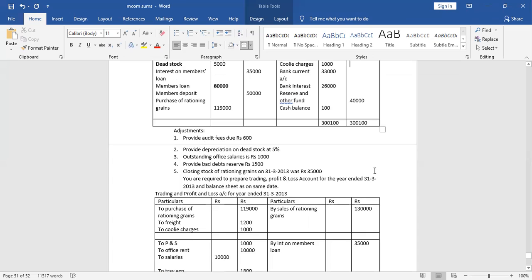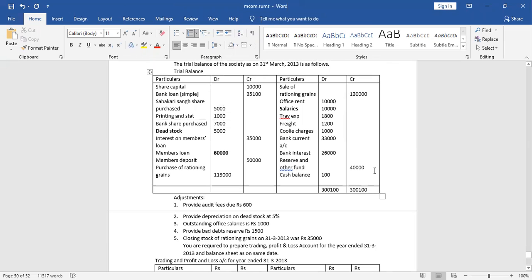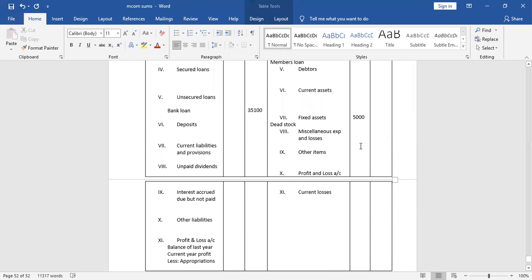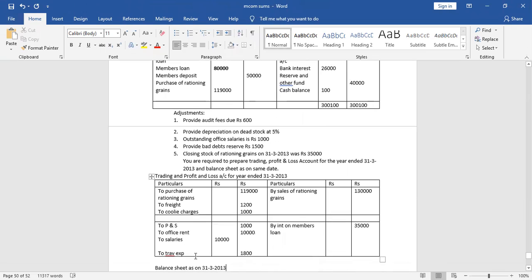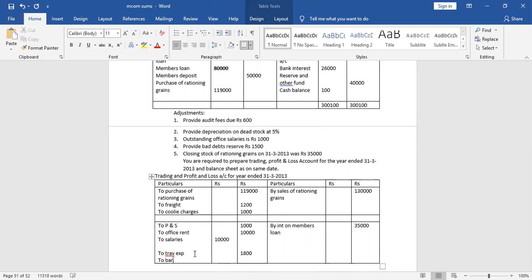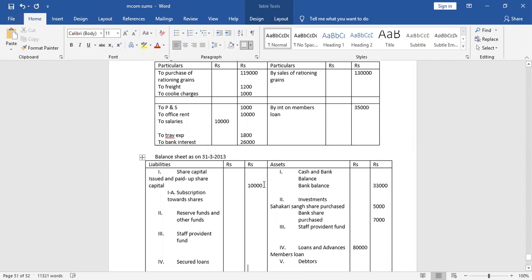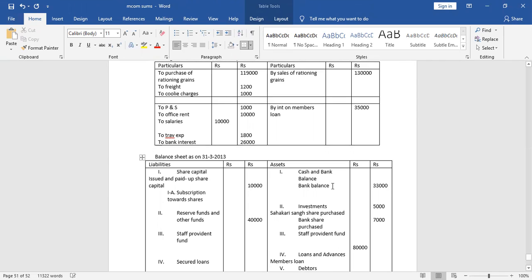Bank balance is 33,000. Then we have bank interest in the debit side. Bank interest means it is debit side, means interest paid. So to bank interest 26,000. Then reserve and surplus 40,000, cash balance 1,000. Reserves and surplus is 40,000. I will directly write 40,000. Cash balance is 1000. Sorry, not 1000, 100. Cash balance is 100.